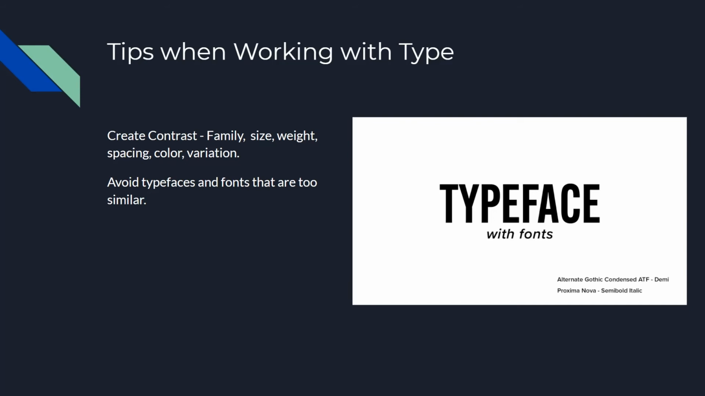So here I have this example over here. Alternate Gothic, Condensed, ATF, and Demi for the typeface up here. And with fonts on the bottom, it's Proxima Nova, Semi-Bold, Italic. So here we see that there is a level of contrast because the typeface is a lot bigger and the weight of it is a lot heavier because of its size. And with the fonts on the bottom, we see that it gives us another aspect of contrast because it is italicized and it's a lot smaller. So this is just a simple example on how you can create some contrast.